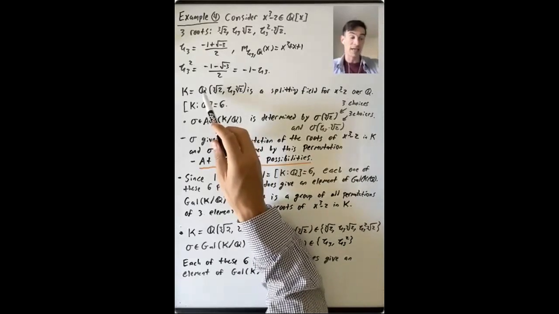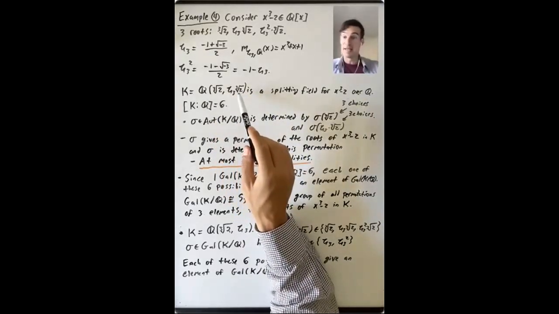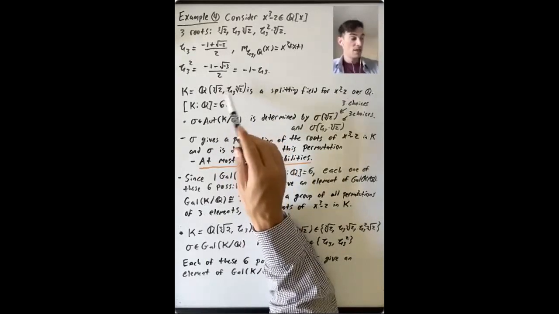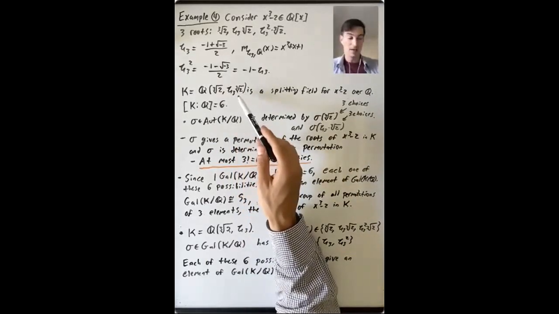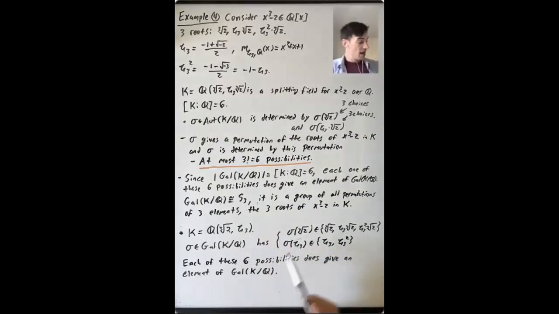It is true that K is the field generated over Q by cube root of 2 and zeta 3 times cube root of 2. But you can give maybe a nicer description of K as the field generated over Q by cube root of 2 and zeta 3. So an element of the Galois group is determined by where it sends cube root of 2 and where it sends zeta 3.